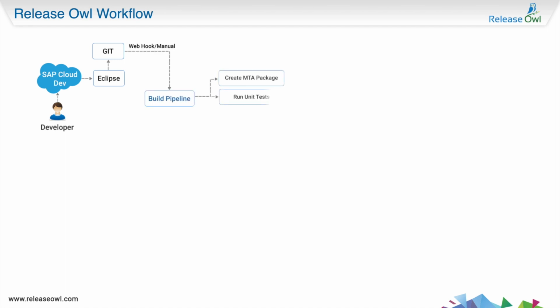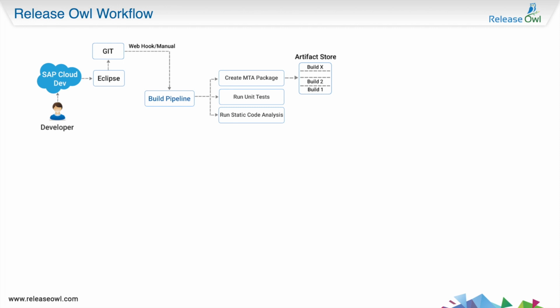Developing features is done locally using the Eclipse IDE. The features are developed, deployed, and tested with a local application runtime available as a part of the SAP HANA Cloud Platform SDK. Once the feature development is complete, the code is pushed into the version management system by the developer. You can create build pipelines in ReleaseOwl to package the SAP application.